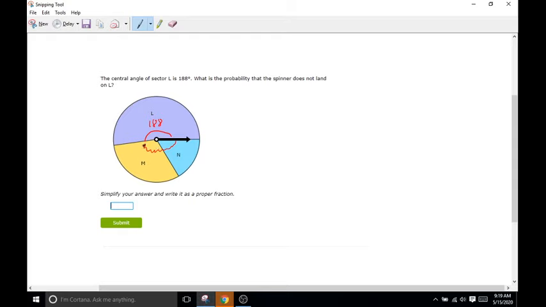Okay. Now, if you remember from circles, circles in total have 360 degrees, right? And so we want to know what MN over 360 is, okay? And to know that, we're just going to do 360 minus 188, and that's going to give us what MN is. So 360 minus 188 is going to be 172. So this is going to be 172. So what's the probability it does not land on L? It's going to be 172 over 360.